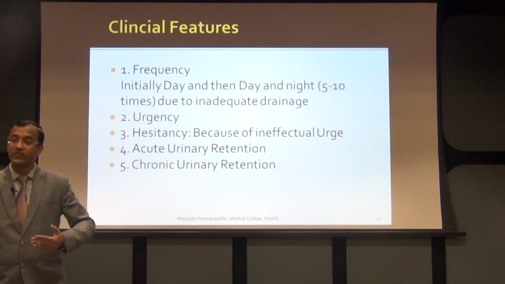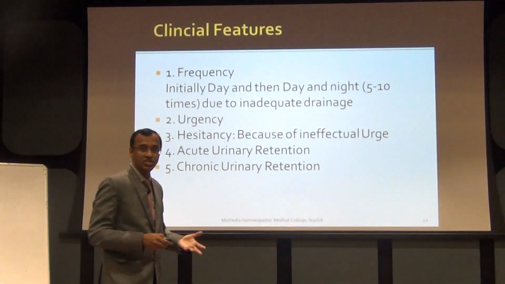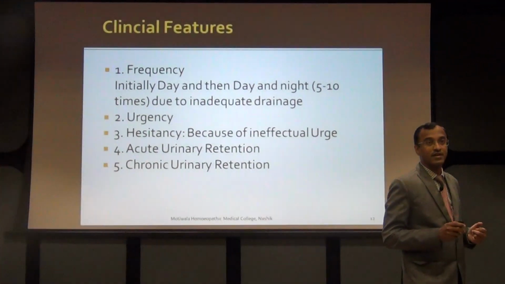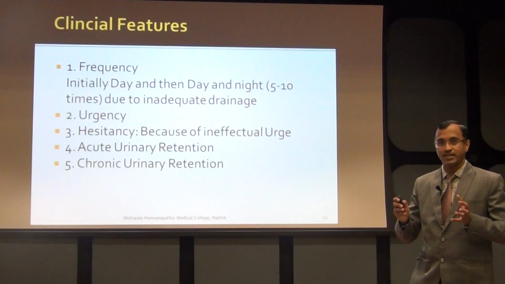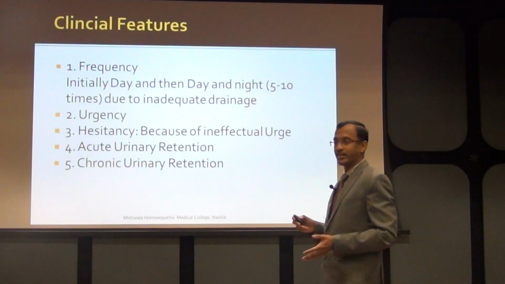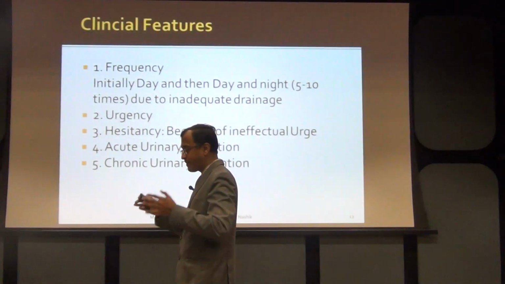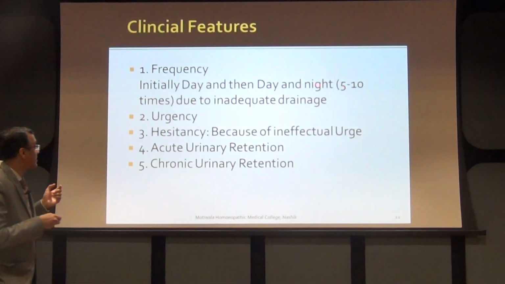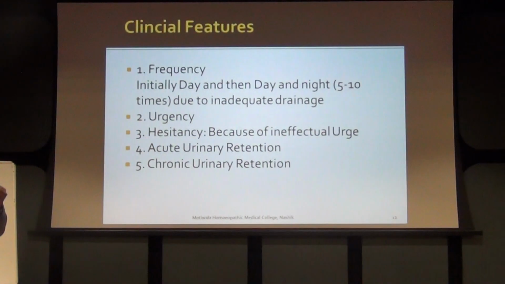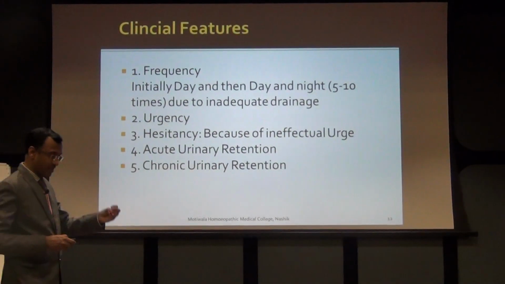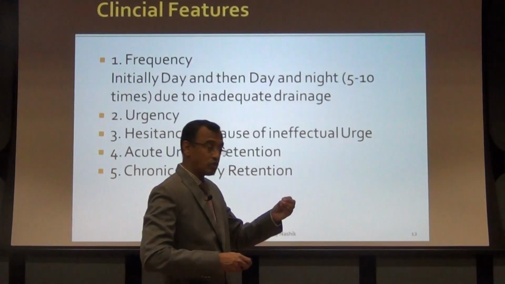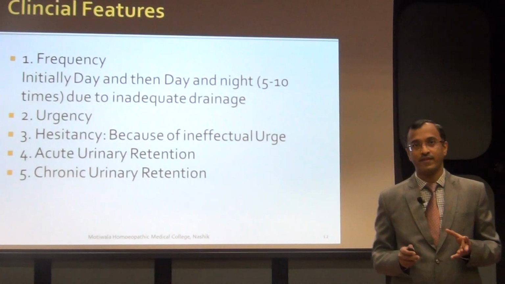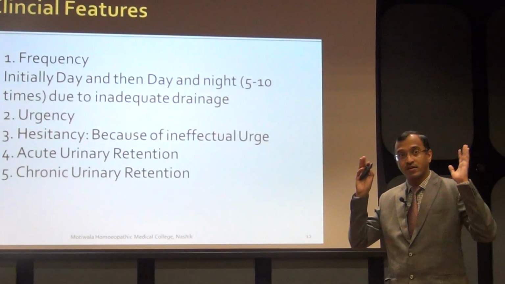having frequent urination. Initially, the frequency of the urination will be in the daytime. But as the hyperplasia of the prostate develops and it grows, you will find that this frequency is not limited only to the daytime, it is increased even at night time. A 60-year-old male, 70-year-old male, waking 5 to 10 times at night, and he has to void the urine.